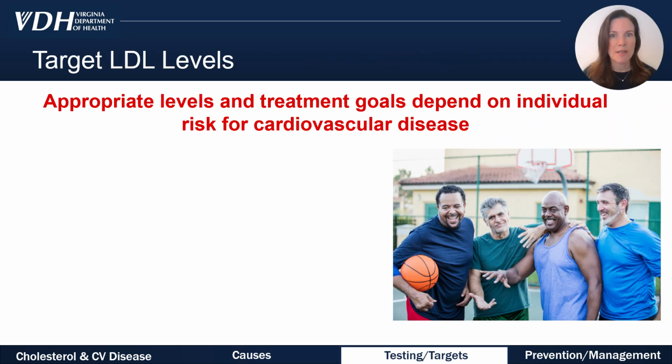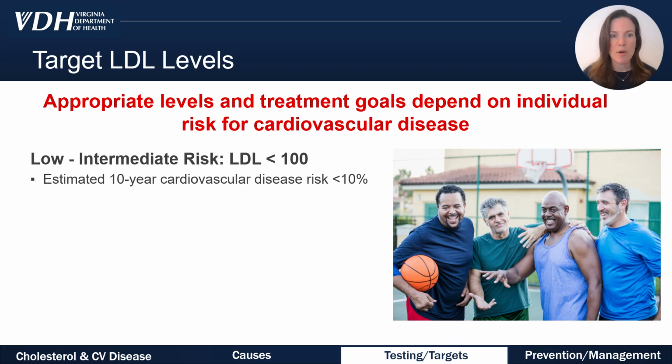Appropriate cholesterol levels and treatment goals depend on the individual risk for cardiovascular disease. So different people will have different targets, and your targets may change over the course of your lifetime as your cardiovascular risk evolves. So it's very important to have a discussion with your healthcare provider so that you can better understand your own risk and the target levels that are right for you.